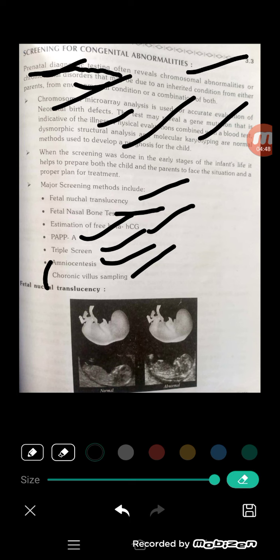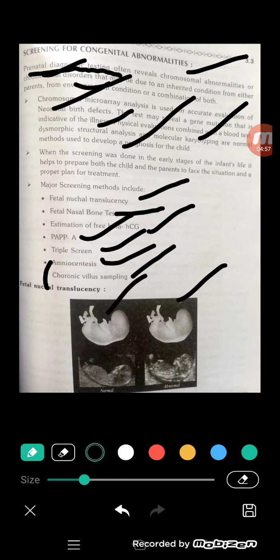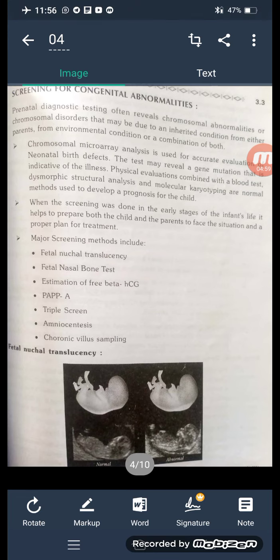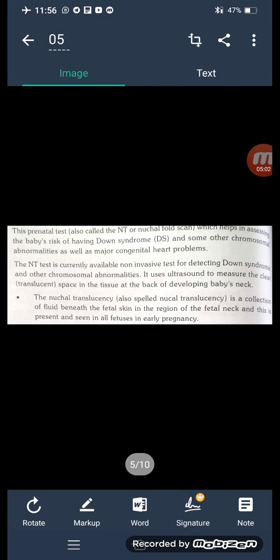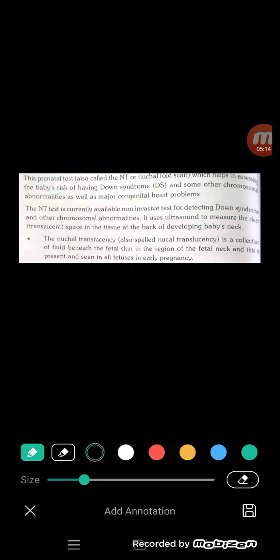First we discuss the fetal nuchal translucency. This is the normal, this is the abnormal. This prenatal test is also called the NT scan or nuchal fold scan, which helps identify the baby's risk of having Down syndrome. Other chromosomal abnormalities are also identified with this particular test. The NT test is currently available for detecting Down syndrome and chromosomal abnormalities.